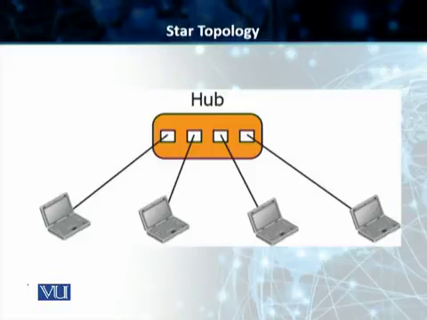Now students, moving on, we have got the second physical topology, which is called the star topology. Students, in a star topology, as you can see, there is a dedicated link from every single node, from every single machine to a centralized point or a centralized server, which is called as a hub.